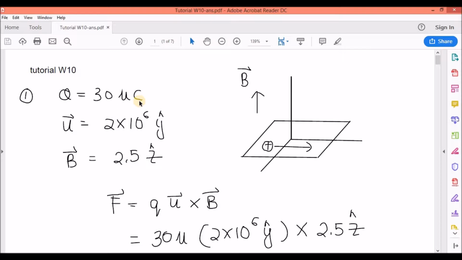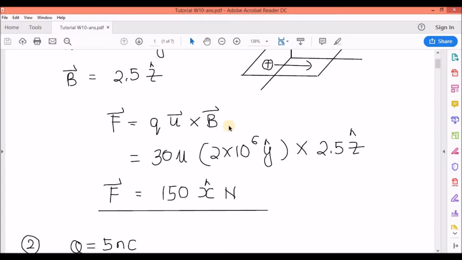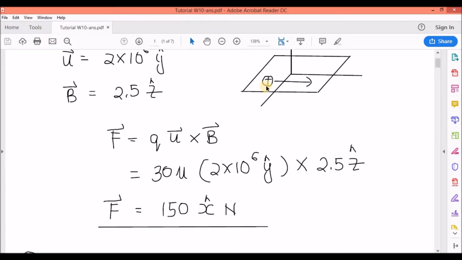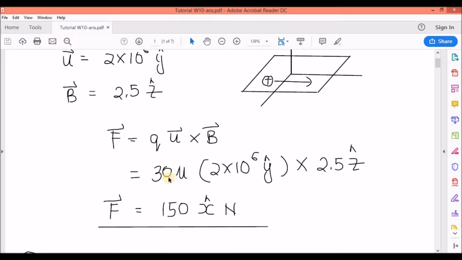First, we know the value of Q, the speed, and also the magnetic flux density. So the illustration will be something like this. You have a charge moving in the y direction, and you have a magnetic field directed in the z direction, and this will be the equation that you have to use to find the force which is experienced by this point charge. You just fill in the values here, the speed and also the magnetic flux density. So you multiply all the values together, you will get 150 Newton.